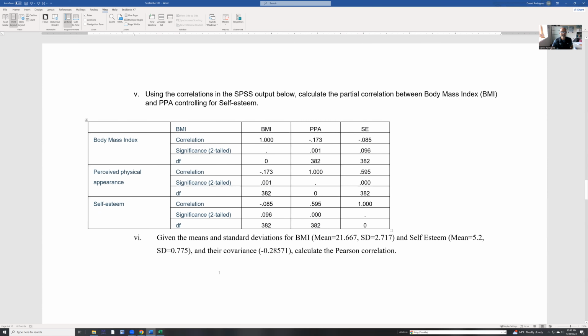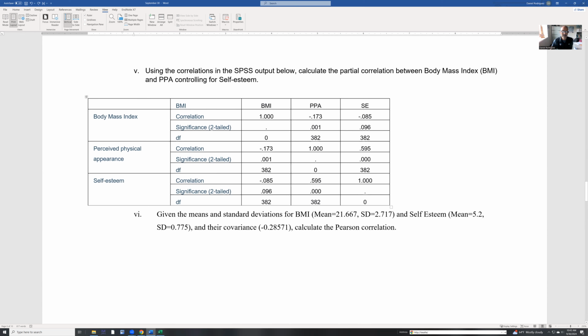Using the correlations in the SPSS output below, calculate the partial correlation between body mass index and PPA controlling for self-esteem. So here we have body mass index. This is basically what we did before, but a different data set. Actually, no, it's not what we did before. I forgot what we controlled for last time. Oh, we're doing body mass index. We were just doing the reverse of what we did before. Before we did body mass index and self-esteem, and now we're doing body mass index and PPA.